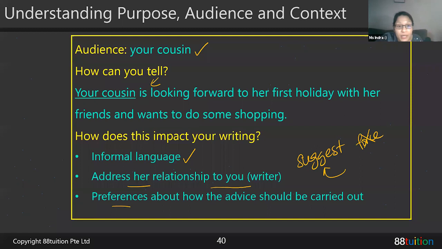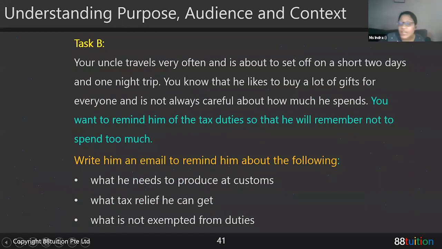Okay, now another one. Okay, your uncle travels very often, okay, and is about to set off on a short 2 days and 1 night trip. Okay, you know that he likes to buy a lot of gifts for everyone and is not always careful about how much he spends. Okay, so you want to remind him of the tax duty so that he will remember not to spend too much. Okay, so when this happens, okay, what do we need to remind him? What he needs to produce, the receipt or whatever, right? Okay, what tax relief he can get and what is not exempted from duties.